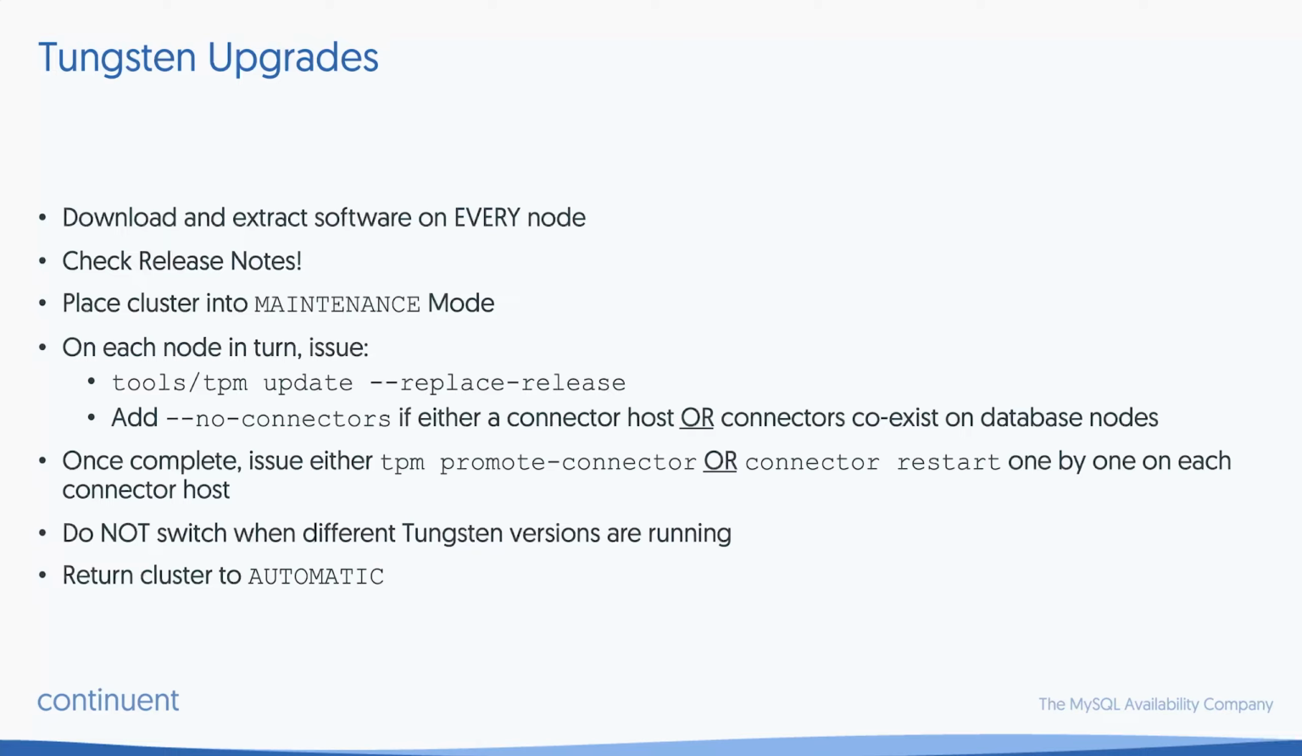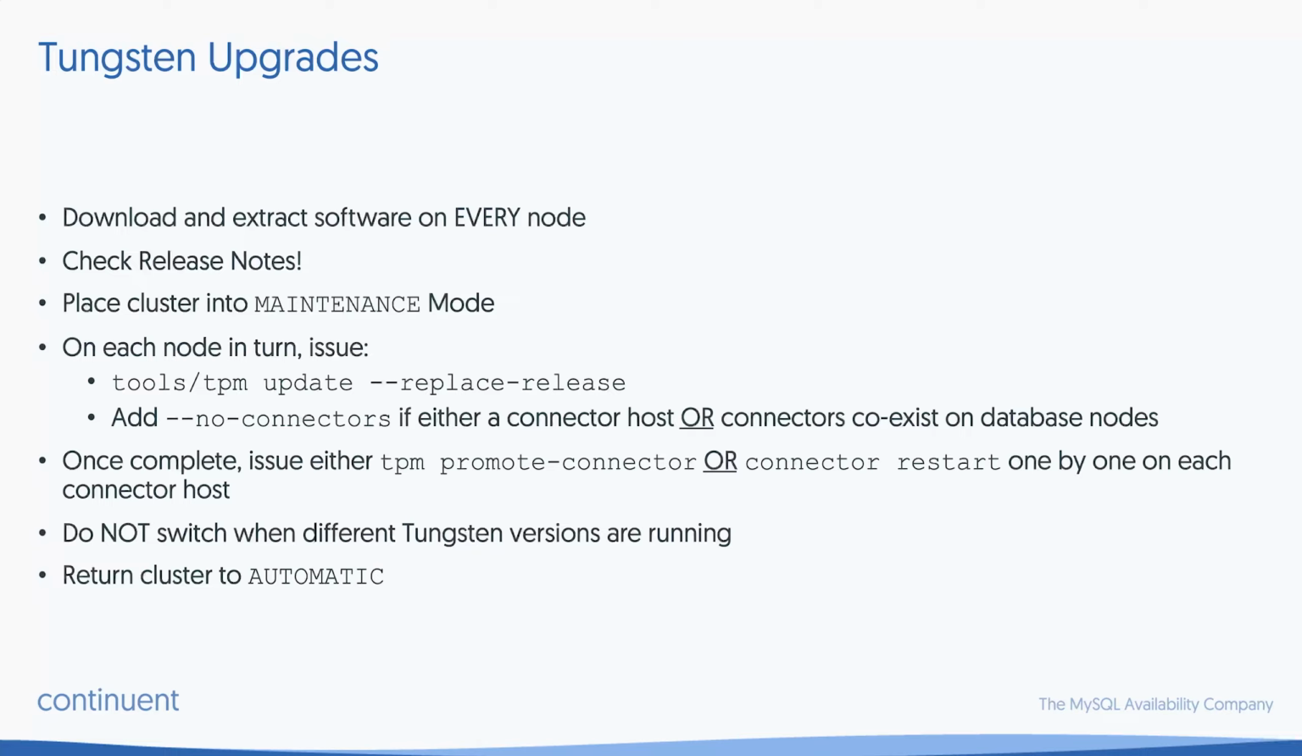But as part of the upgrade, it will restart the manager, it will restart the replicator. So if you're in maintenance mode, those restarts won't impact your operations. Then on each node, you issue this tools/tpm update --replace-release command. This is issued from the software that you are upgrading, and I will show you that in a demonstration shortly. Finally, add the --no-connectors option if you are running this on a connector host or if your connectors coexist on database nodes.